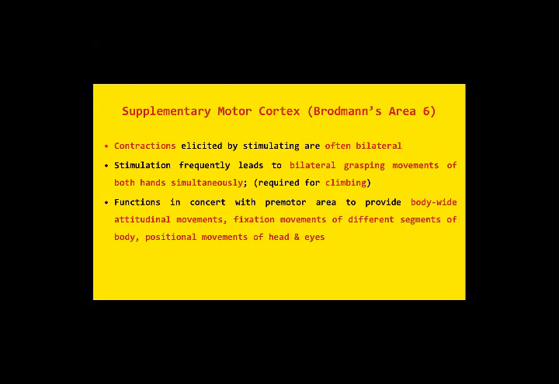So we have discussed the three motor cortex areas: primary motor area, area 4, premotor area, and supplementary motor area, area 6. Primary motor area is responsible for controlling discrete voluntary movements, especially the movements of hands and movement of fingers. Whereas the premotor area is responsible for the control of complex patterns of movements, while supplementary motor area is responsible for bilateral grasping movements of hands.